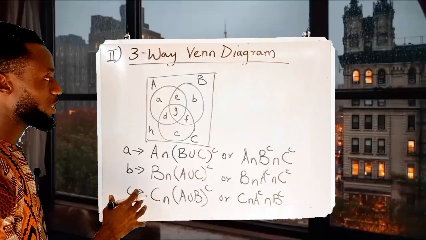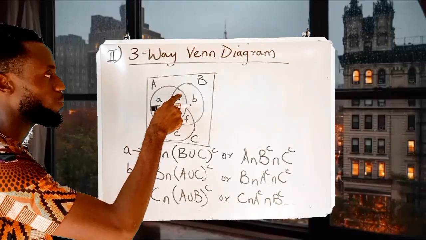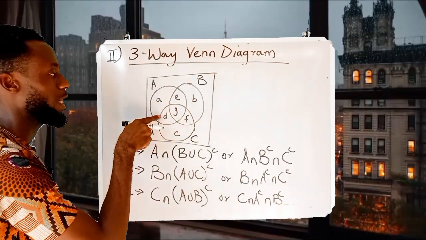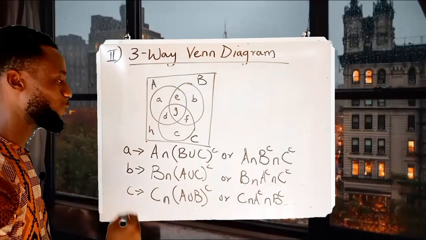Now we are done. We've done three major compartments. Now let's start going into the A and B only, A and C only, B and C only. It's also very easy.